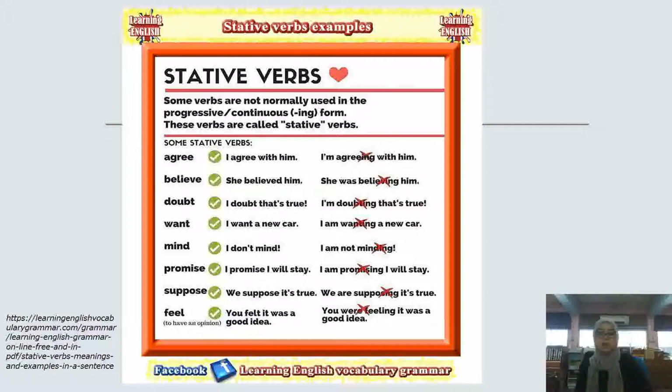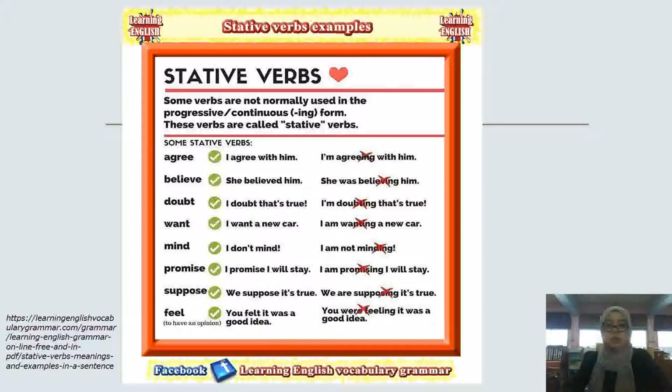The last word but not least is feel, meaning to have an opinion. You felt it was a good idea, but we do not write it in the ing form: you were feeling it was a good idea. That is not a stative verb if we have ing.